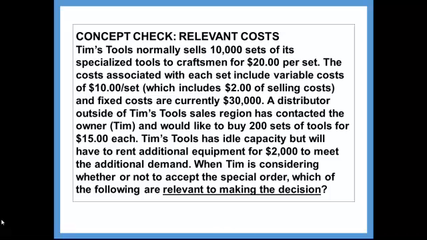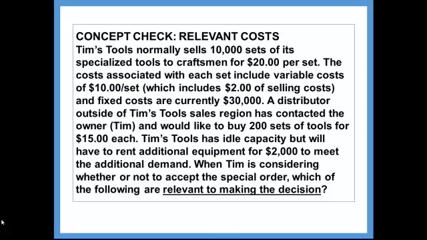All right, let's look at the concept of relevant costs. Tim's Tools normally sells 10,000 sets of its specialized tools to craftsmen for $20 per set. The costs associated with each set include variable costs of $10 per set, which includes $2 of selling costs. And fixed costs are currently $30,000. A distributor outside of Tim's Tools sales region has contacted the owner, Tim, and would like to buy 200 sets of tools for $15 each. So this is an unusual order because it is outside the sales region and at a lower price than they normally charge, since they normally charge $20.